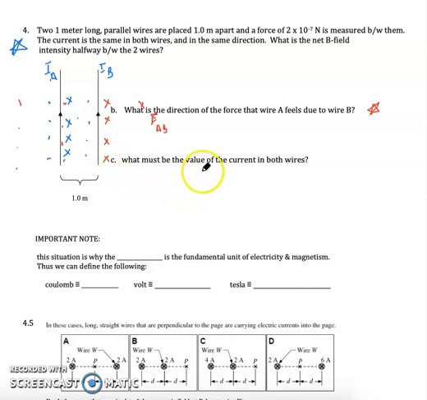Okay, so it's the last question that I really want to focus on. What must be the value of the current in both wires? That was not given. But what you do know is you can set up an equation for the force one feels due to the other. Let's take the force on A due to B. If I set that up, we know that's a BIL equation. And since the wire is cutting perpendicular, I don't have to worry about the angle. What I want to make clear is what B we put in and what I we put in. I want the force on A due to B.